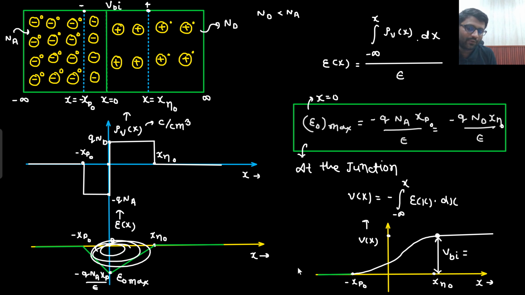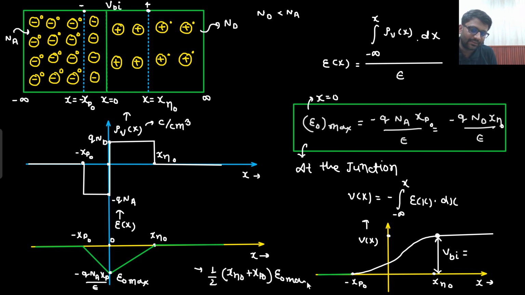So what will be this much area? This area would be half into base. What is your base? Xn naught plus xp naught, multiplied by height. What is height? E naught max. So Xn naught plus xp naught, what would that be? Depletion width. So it would be half into depletion width into E naught max. Do you agree to this point or not?